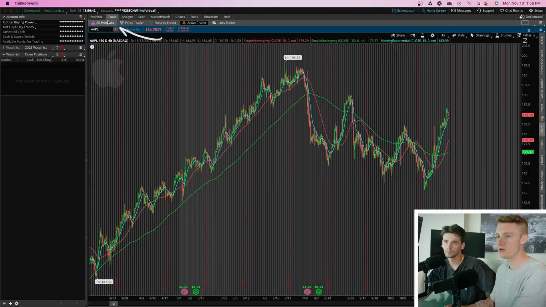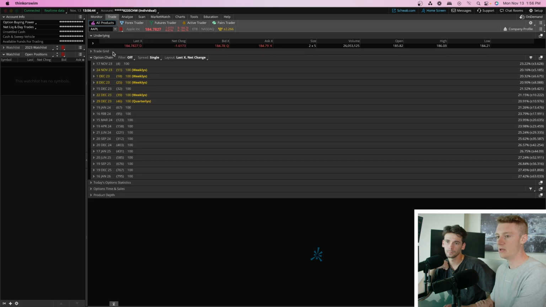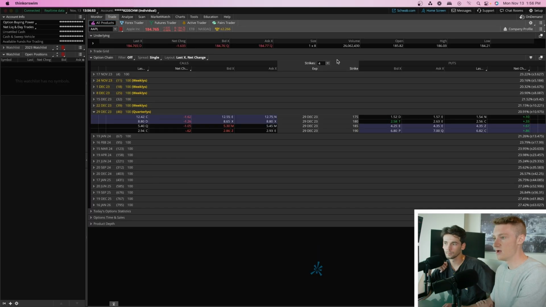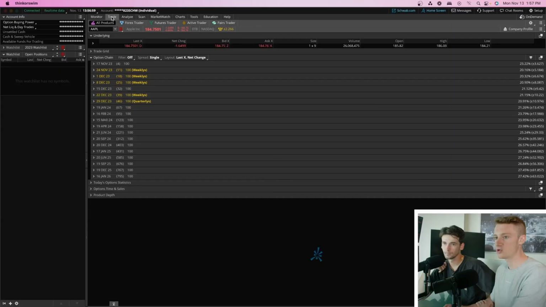So if you're under trade and you go to all products, well, here is the options chain. Now, we're not going to get into reading the options chain or actually buying option contracts yet. Okay, we're going to get to that eventually. But just know that under trade, all products, this is where we're going to go eventually to buy our option contracts.